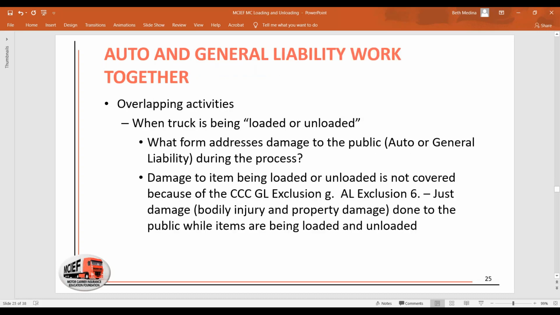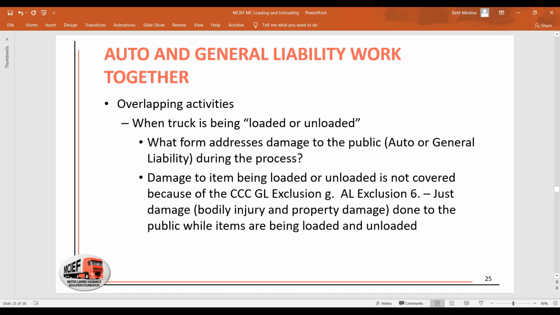So let's look at something here. Overlapping out there. When a truck's being loaded and unloaded, what form addresses damage to the public? Auto or general liability? Very simply, damage to the item itself, loading and unloading, is not covered. That's because of the care, custody, and control exclusion. This is why you have to make sure you have cargo coverage, and you have to make sure that the cargo coverage extends the coverage on the cargo policy to the point of the loading and unloading responsibility addressed in the bill of lading.